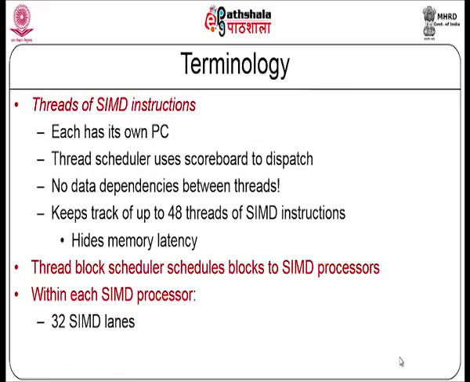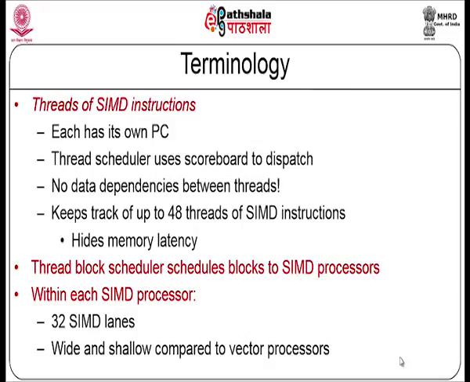And within each SIMD processor, you can have say 32 SIMD lanes, and they are wide and shallow compared to your vector processors. In the case of vector processors, you know they are deeply pipelined units, whereas here they are wide and shallow. You have multiple SIMD lanes, but they are also very shallow.